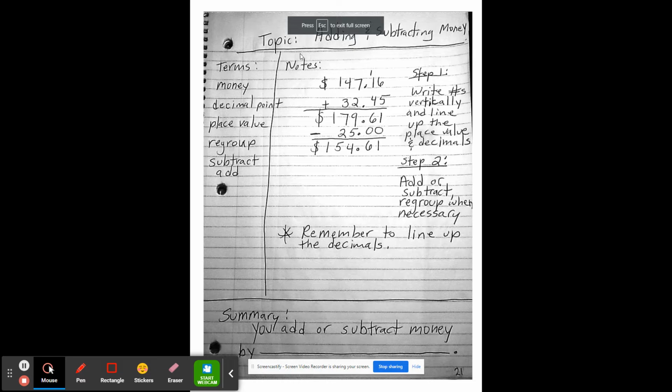You'll notice that I have the topic, adding and subtracting money. I have a list of terms. I have my notes from the video, and then I have a sentence stem for a summary. What I think is a great idea, and my students last year used to do this, is pause the video and you can copy the notes.